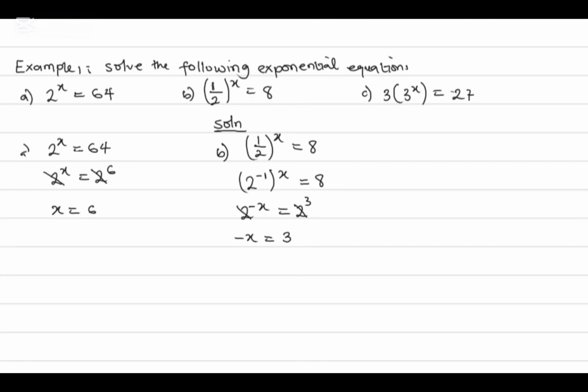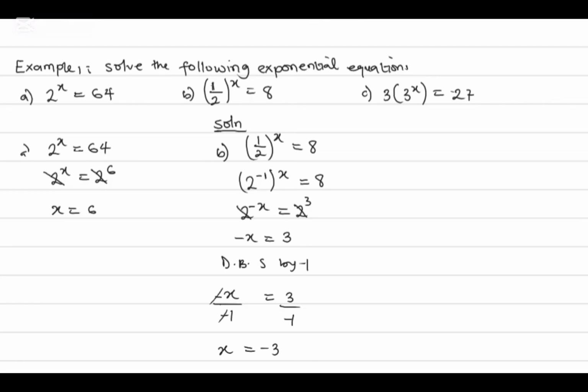And if I divide both sides by minus 1, I will have minus x over minus 1 is equal to 3 over minus 1. And so I would finally have x being equal to minus 3. The reason is because minus divided by minus will eliminate the minus here, and I will have x left. 3 over minus 1 is minus 3.